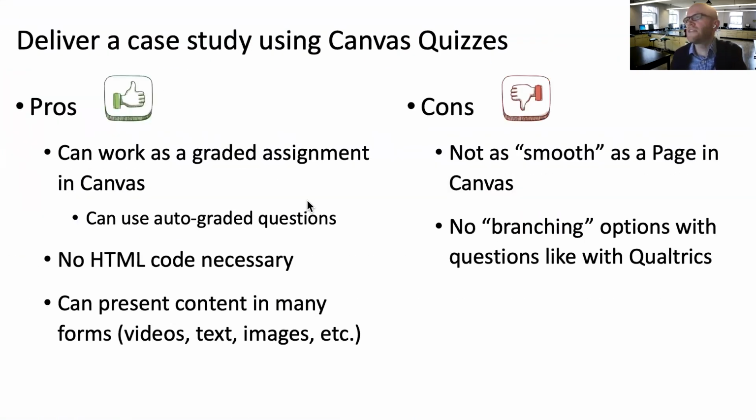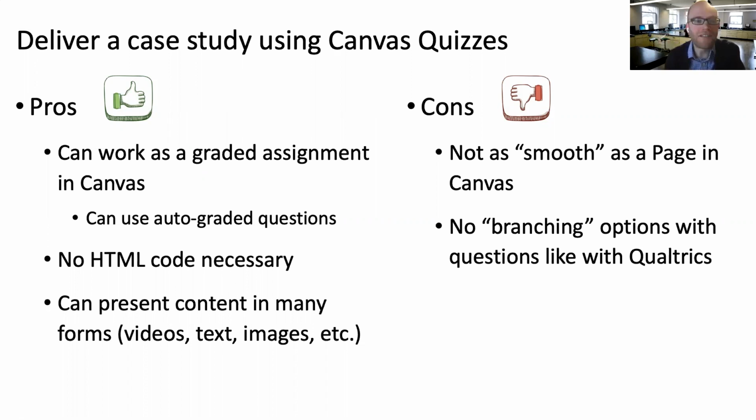So last thing, doing this in Canvas is great because it will auto grade the things that it can auto grade, or if you ask essay type questions, you can go in and manually grade those. You don't have to know any HTML coding. I mean, you don't have to know HTML coding to embed Qualtrics, but you have to be a little more savvy with how to do that.